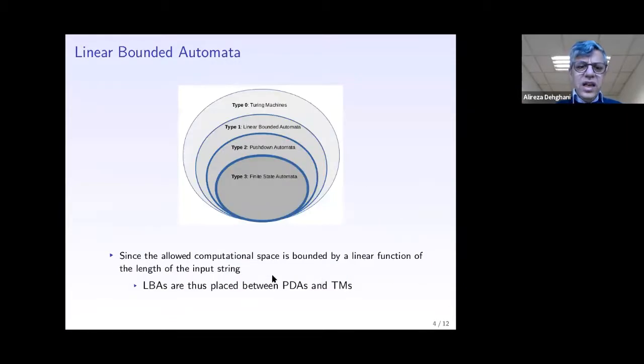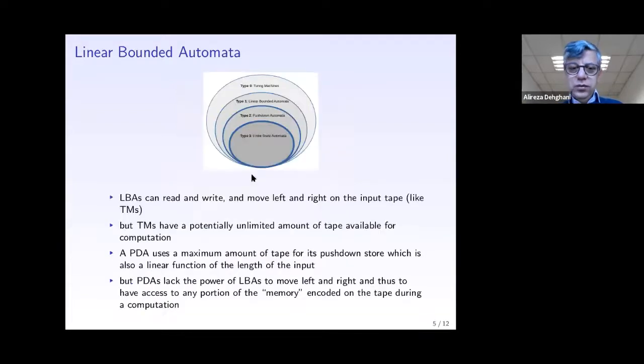Like I said, since the allowed computation space is bounded by a linear function of the length of the input, LBAs are thus placed between PDAs and Turing machines. As you can see, it is very similar to the Turing machine in the sense that it can write, read, move right and left, and so on. From another aspect, it is very similar to the other machines. It has a finite number of states, an initial state, a final state, instructions, everything. So it is an automaton that sits between PDA and Turing machine.